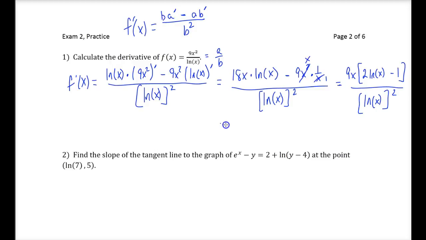If you wanted to keep your answer as 18x times natural log of x minus 9x over natural log of x quantity squared, then that's fine as well. The only reason why I separate it like this and factor it out in the numerator is because, and you'll see later on in this test, we will be asked to find stuff like when is a function increasing, when is it decreasing, when is it concave up, when is it concave down.